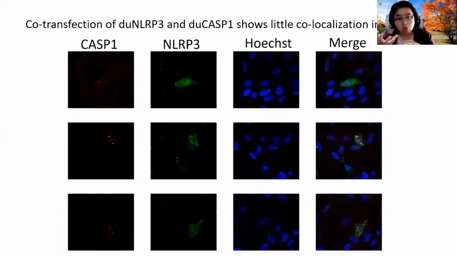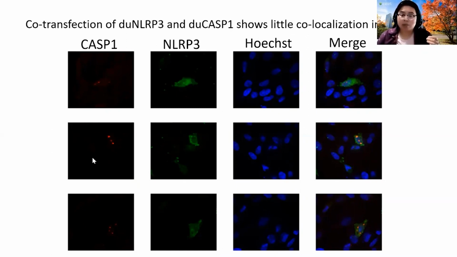Using these constructs, I performed some co-transfection experiments and took a look at them through confocal microscopy. These are all done in DF1 cells, which is a line of immortalized chicken embryonic fibroblasts. We use these because they're a little bit easier to transfect than the duck embryonic fibroblasts we have available in the lab. Here in this first column, you can see the caspase-1 in red, NLRP3 in green, the Hoechst stain showing the nuclei of the cell in blue, and then the merge.